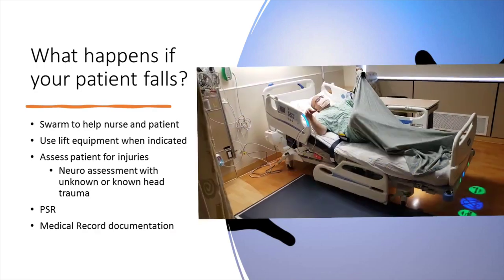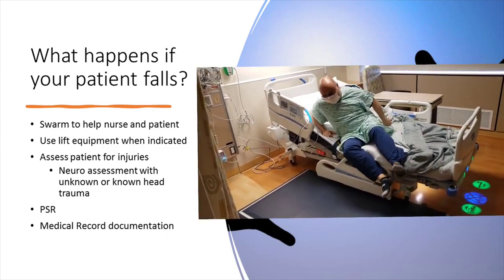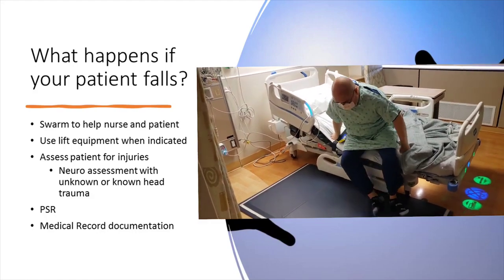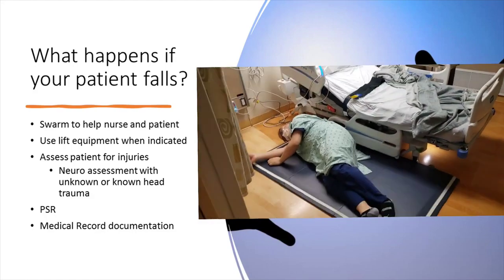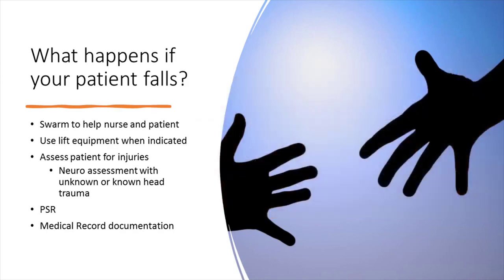So what do you do if your patient falls? Call a swarm on your unit and assess the patient for injuries. Utilize lift equipment if necessary to help the patient safely get back to bed. Complete a neuro assessment if the patient hit their head or if head trauma cannot be ruled out. As a team, complete the required documentation, PSR, and notifications. Pull the post-fall checklist from the Forms tab on the intranet or your unit to help guide you complete all required documentation.